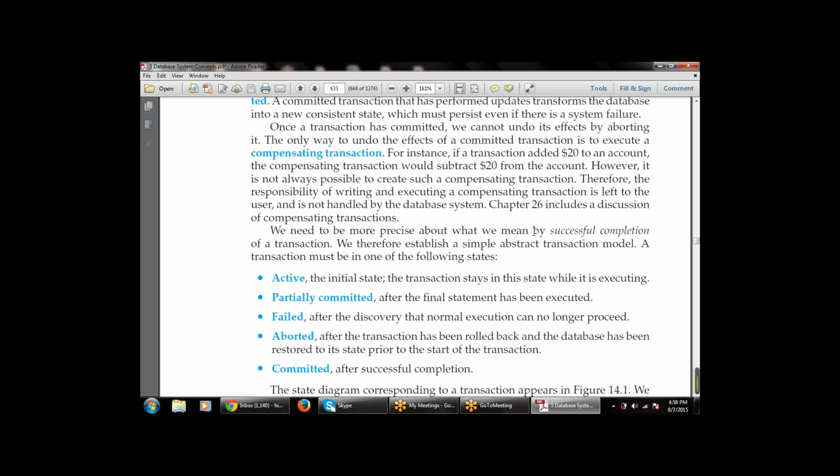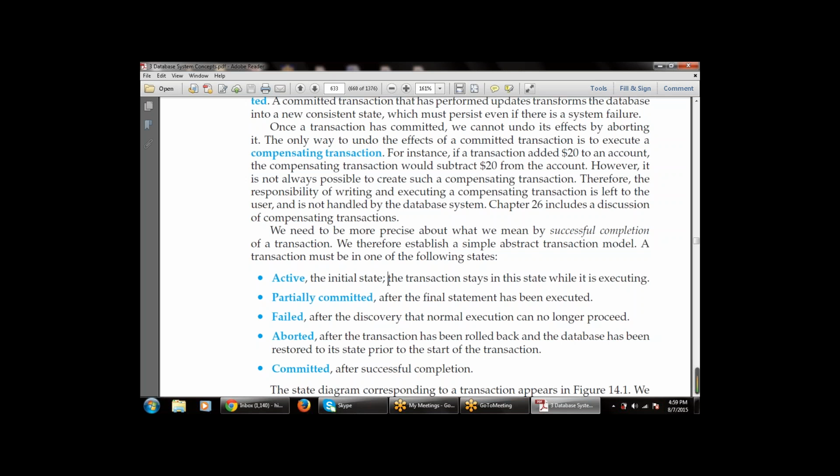And we need to be more precise. What do we mean by the successful completion of a transaction? It is not that I'm simply saying my transaction is successfully done. That is not okay. There are some attributes, some properties, some rules that must be carried out whenever we say the transaction is a successfully completed transaction. So we establish a simple abstract transaction model. A transaction must go through the following states, and only then can we say that the transaction is a successful transaction.